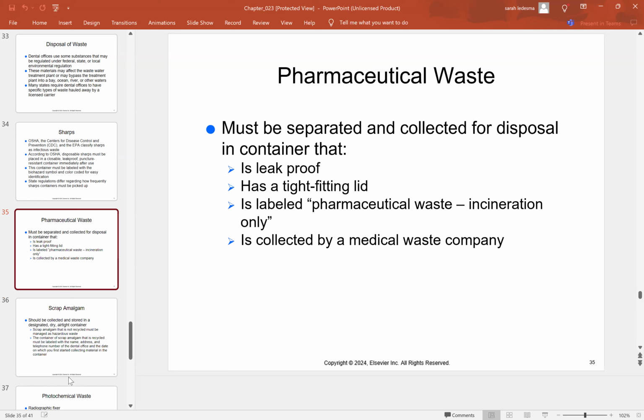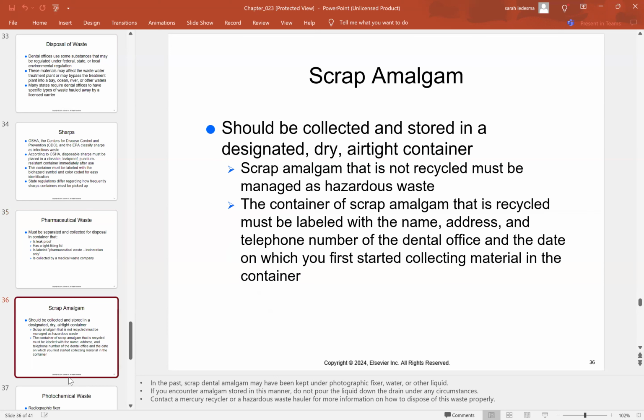Pharmaceutical waste must be separated and collected for disposal in a container that is leak-proof, has a tight-fitting lid, is labeled pharmaceutical waste, and is collected by a medical waste company. Scrap amalgam should be collected and stored in a designated dry, airtight container.